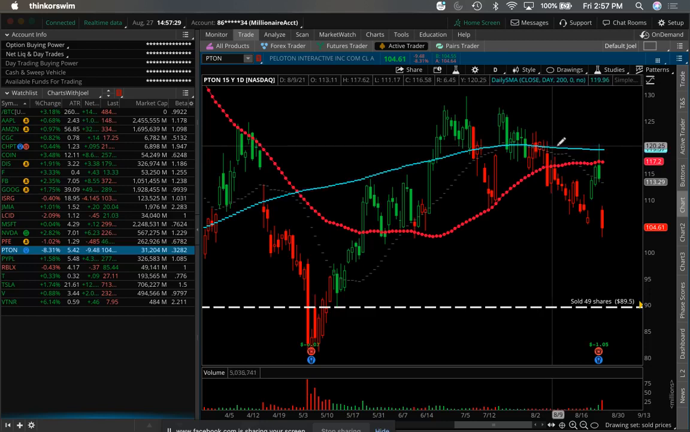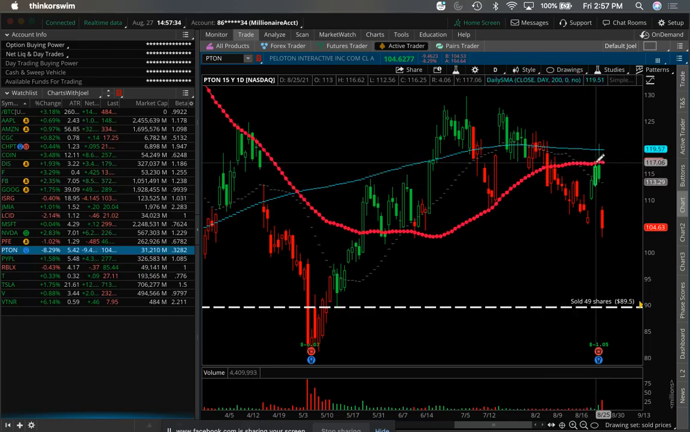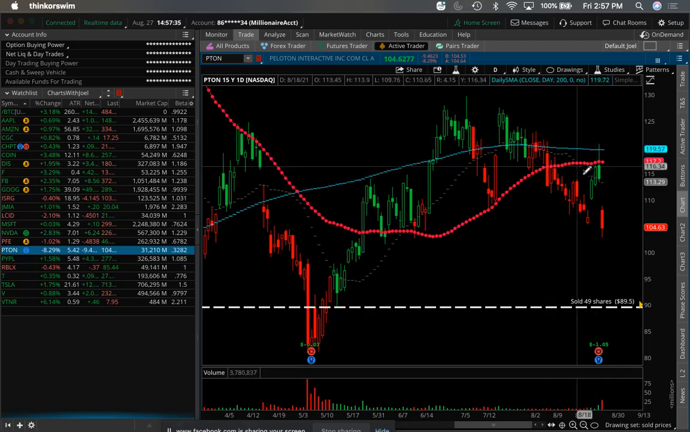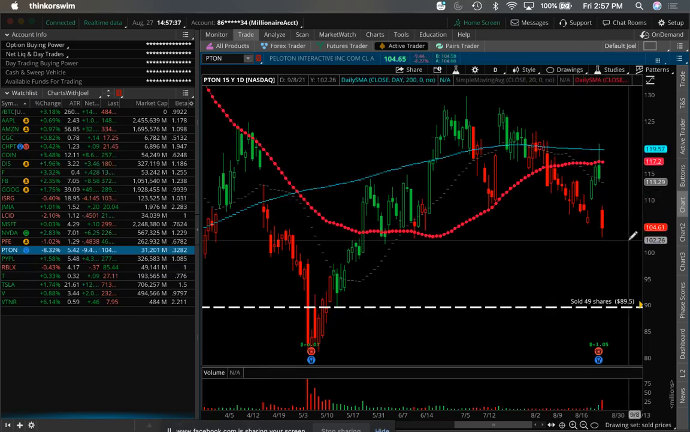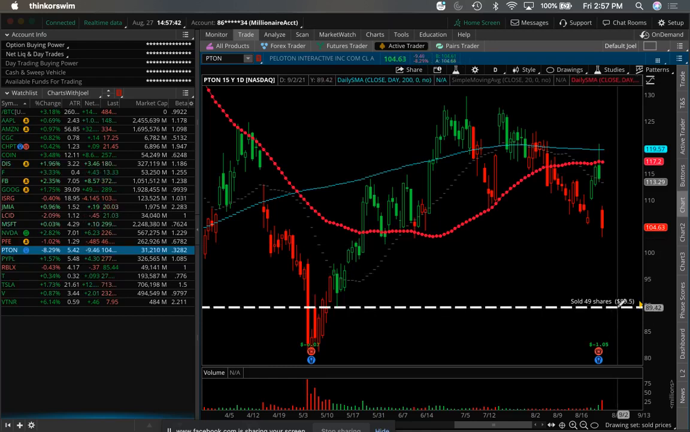But as you can see, the 20 day is underneath the 50, and the 50 is underneath the 200, which is selling pressure for a while. Where could we come down to? We can come down to 101. We might come back down to 89.50 where I can buy it back, and I will be so happy buying it back at 89.50.